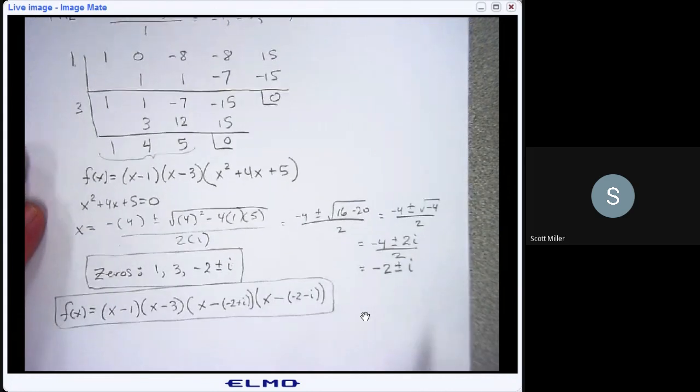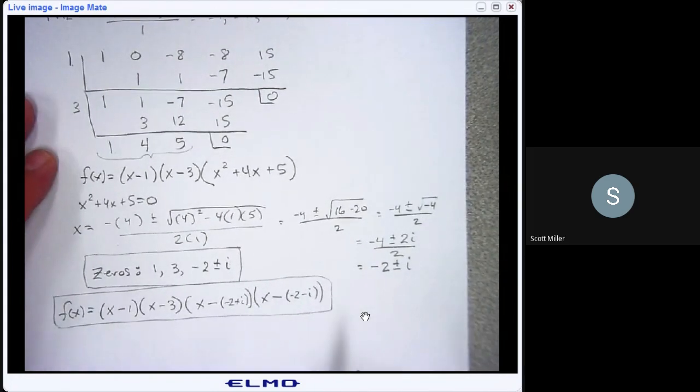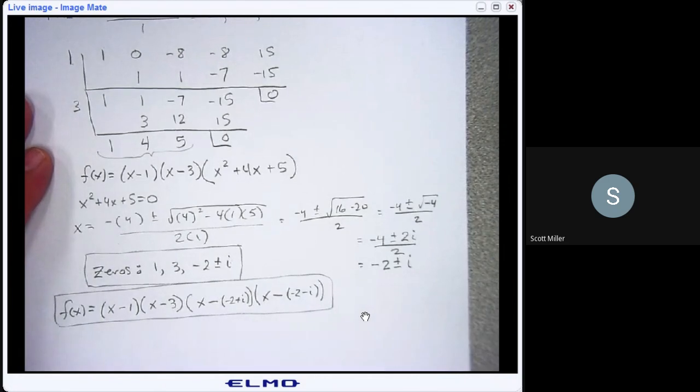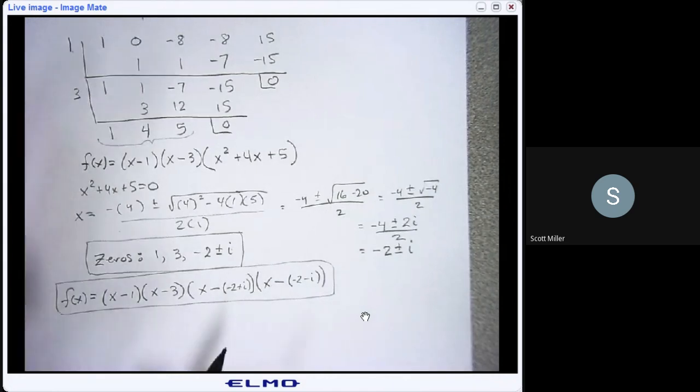Another item that you're going to be asked to do is the reverse of this stuff, which is literally this. What if I give you the zeros of a polynomial and you give me the original function? And so let's look at that concept right now. So here's an example.